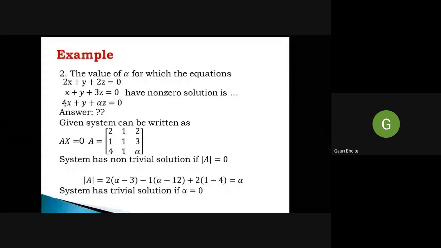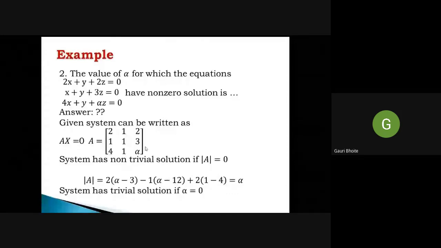If we require this system to have a non-trivial, non-zero solution, then matrix A must be singular, that is, the determinant of A is 0. So first we calculate the determinant of A. The determinant of A is 2 into bracket 1 into alpha minus 3 into 1, that is 3, so 2 into alpha minus 3, minus 1 into bracket 1 into alpha minus 4 into 3, that is minus 12, plus 2 into bracket 1 minus 4.